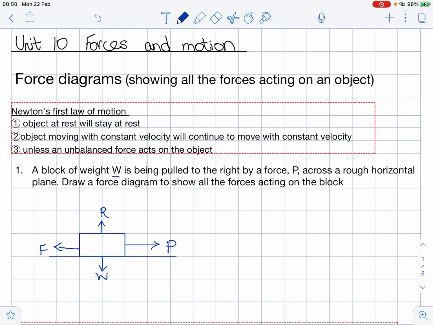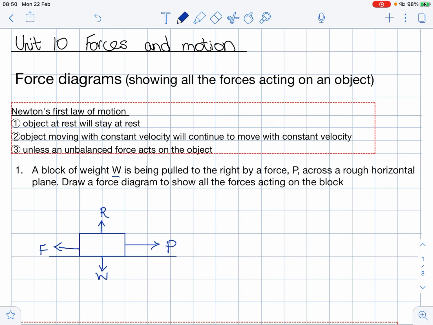So now we have drawn a force diagram to show all the forces acting on the block. We have weight pulling down, a force of P pulling to the right, and because it's on a rough surface, it's pulled backward by the friction. And remember, there is an opposite reaction to weight. So going down is weight, so going up is normal reaction.